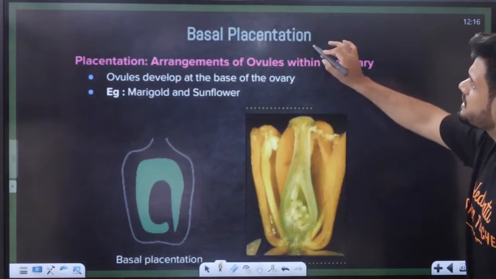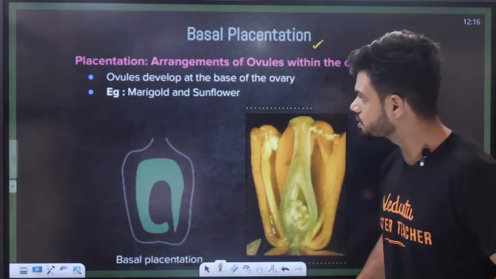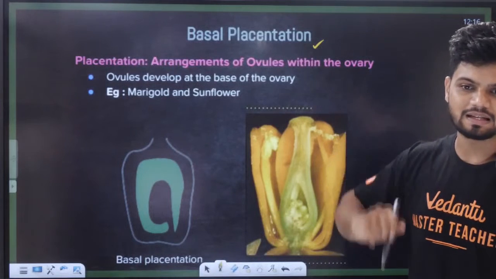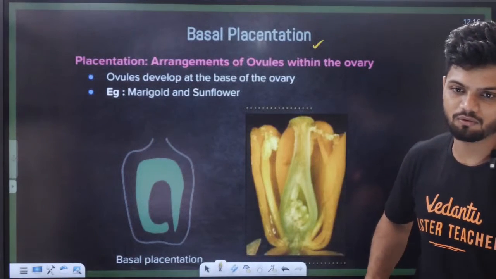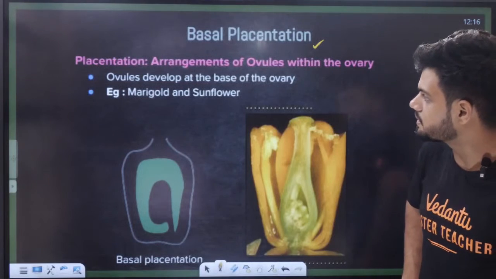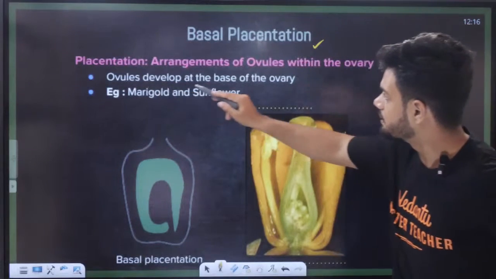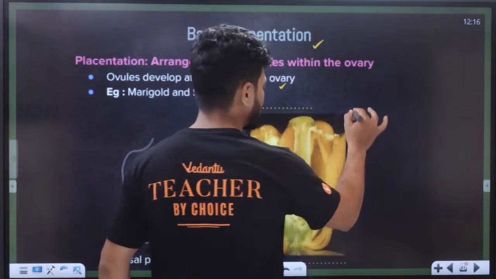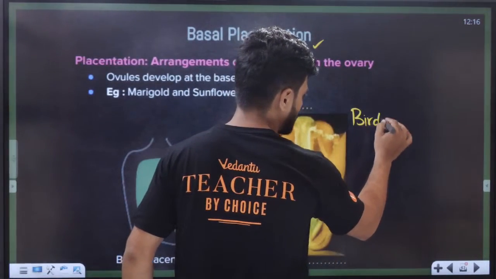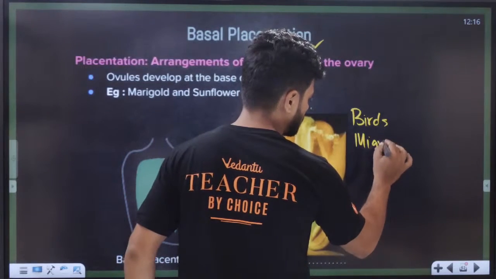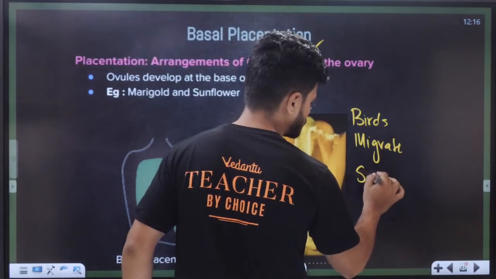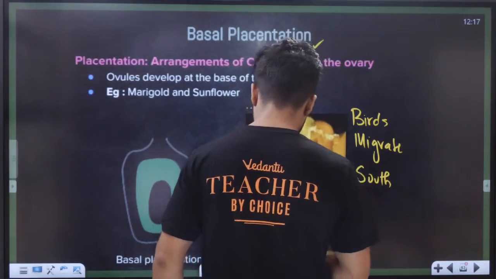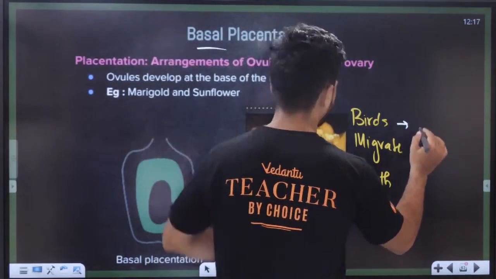The last one is called basal placentation. In basal placentation, a single ovule is present at the base. The trick is very simple again: birds migrate south. All the birds are coming to the south side now. What is B here? The B stands for basal placentation.